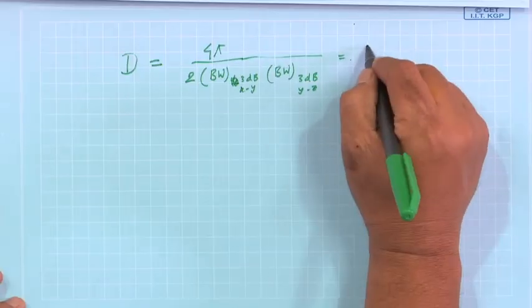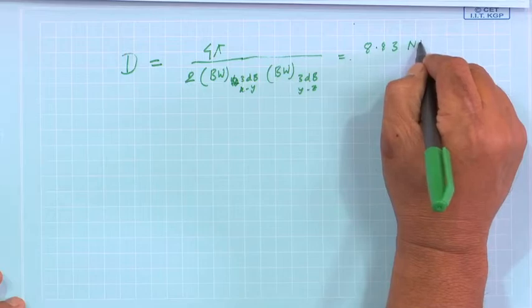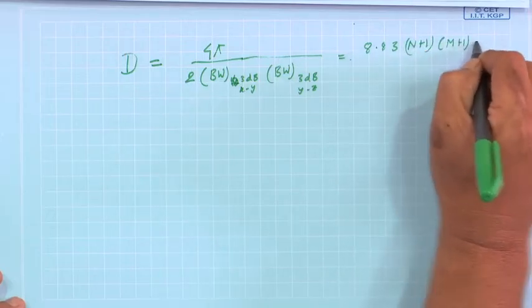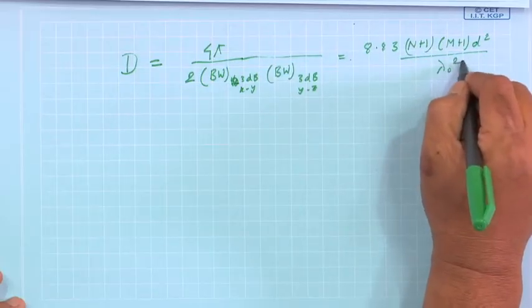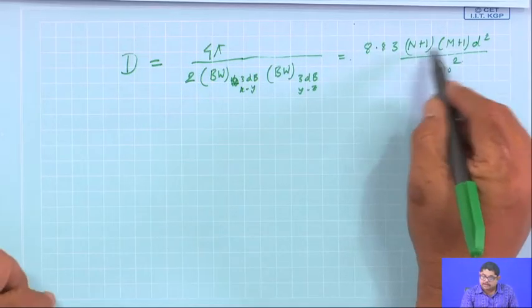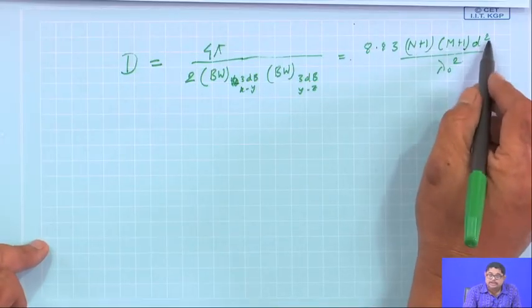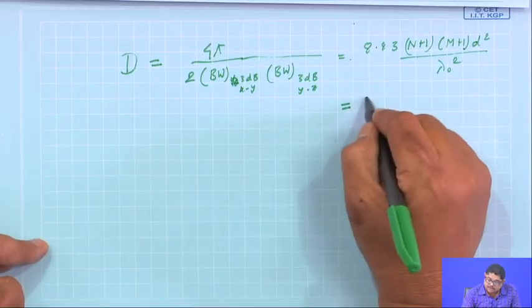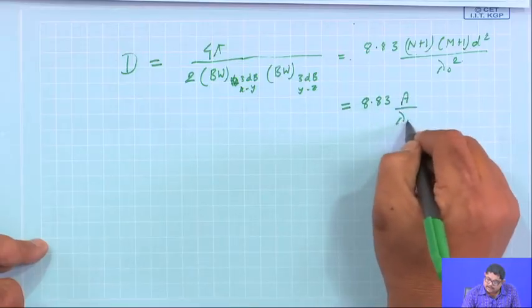So, if you do it, it comes to 8.83 (n plus 1)(m plus 1) d square by lambda naught square. Now, we can say that (n plus 1) into (m plus 1) into d square is the area of the whole array. So, directivity is 8.83 times area by lambda naught square.